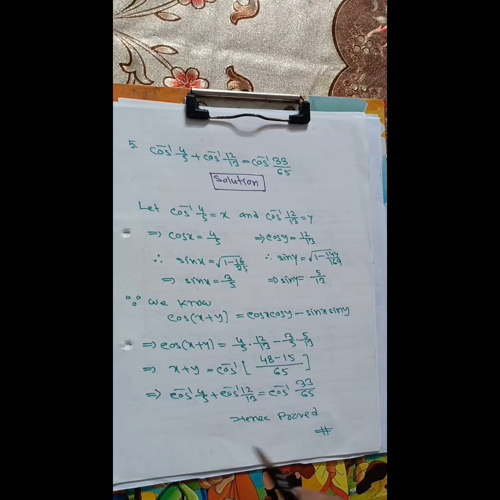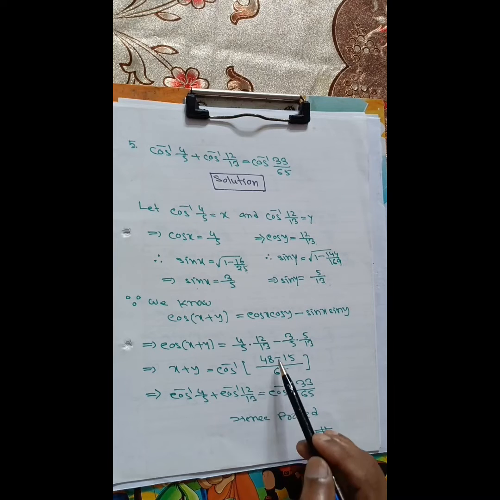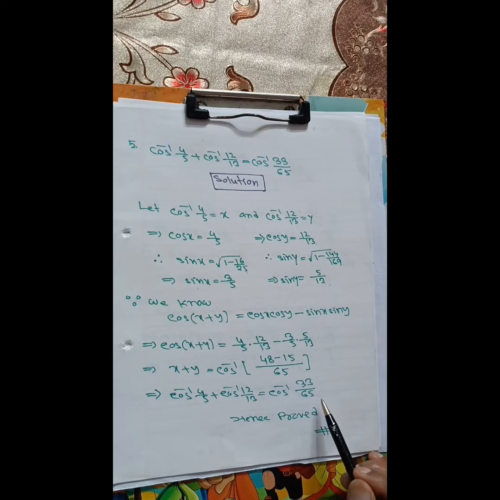Now putting the values of x and y, that is x is equal to this, y is equal to this. Then after subtracting, we get cos inverse 33 by 65. This is the proof, that is the right hand side. Very simple problem. Nothing is difficult in this problem.